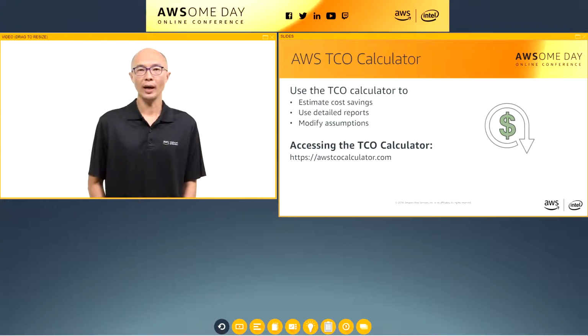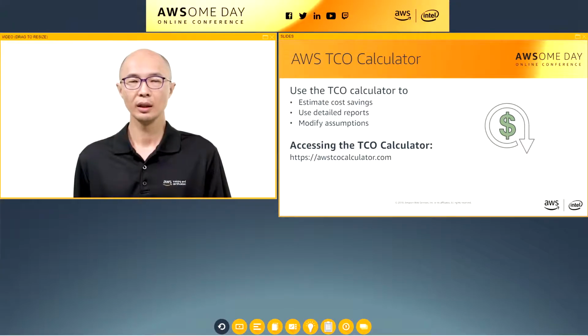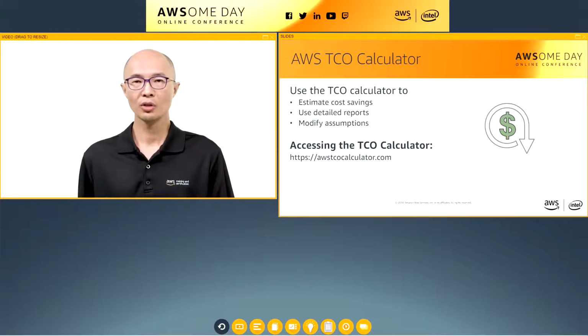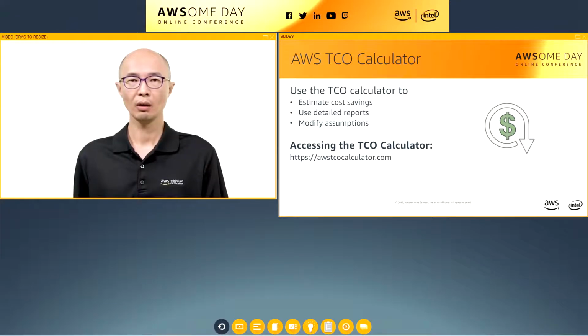Is there a way to estimate the cost savings from using AWS versus an on-premises environment? The TCO calculator is a tool that has been developed to help you estimate cost savings when using AWS, use detailed sets of reports that can be used in executive presentations, and modify assumptions that best meet your needs. In addition, some benefits of the calculator include the ability of weighing the financial considerations of owning and operating a data center versus using a cloud infrastructure. Also, the TCO calculator explains the assumptions and the methodology behind the calculations.